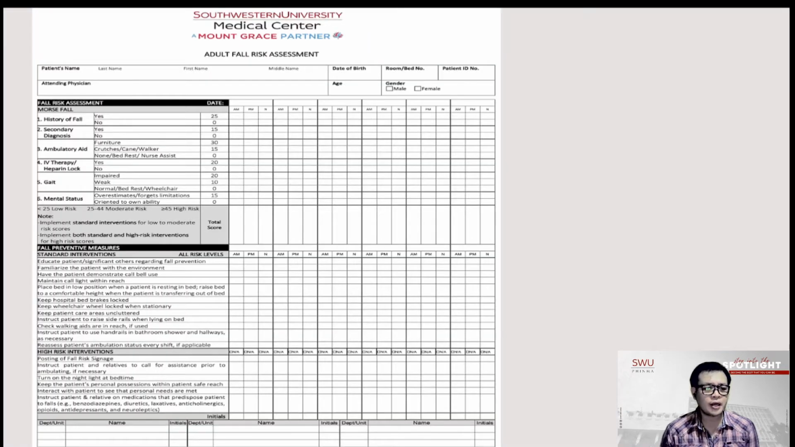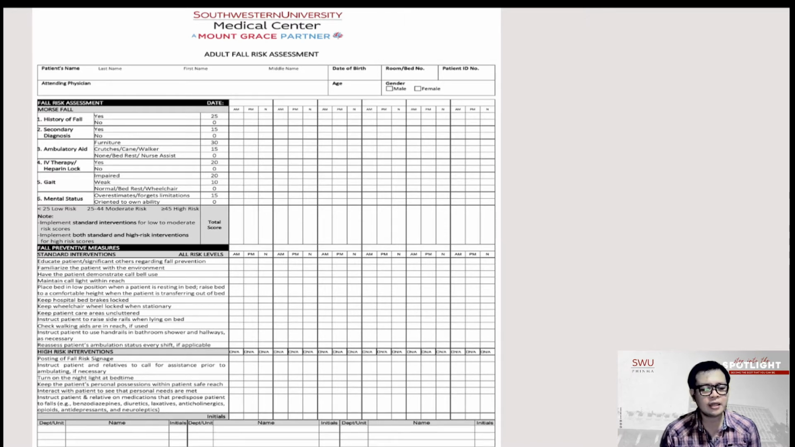So this is a very good example of an adult fall risk assessment. This is actually new to our department, in which we are anchoring this particular form from the Mount Grace Hospital nursing service department. Since this is a very good practice that they are already practicing in their institution, we might as well adopt it so that we make sure all patients who are at risk for fall, or those admitted in our institution, are well assessed and taken good care of by our nursing personnel.